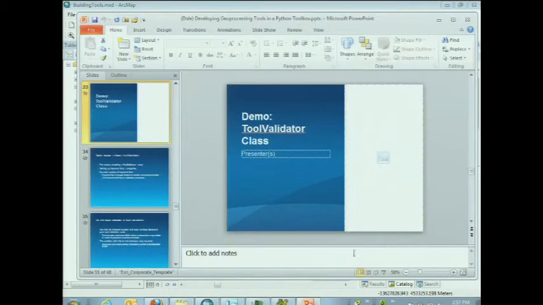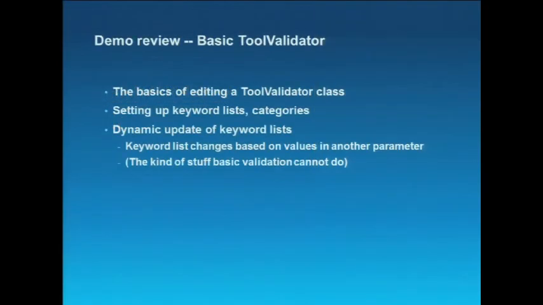So back to the slides real quick before I turn it over to Dave. Try to get a summary here. So I just showed the basics of what a tool validator is. It's a class. You can control things in the UI. Again, it's all in documentation. It's kind of funky how you edit it. You go to the properties window, you hit that edit button, it brings up your IDE, you mess around with it. You can do things like set keywords, set categories, update those keywords list. All that stuff a basic validation can't do.